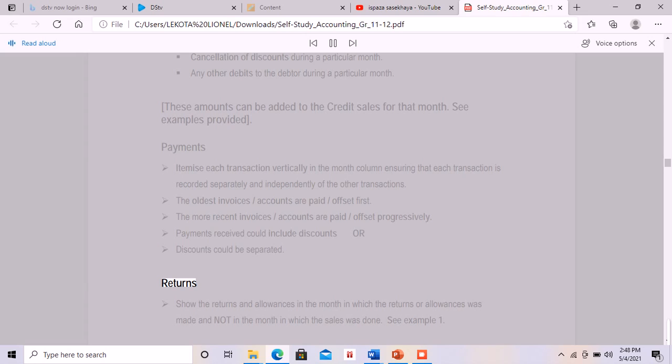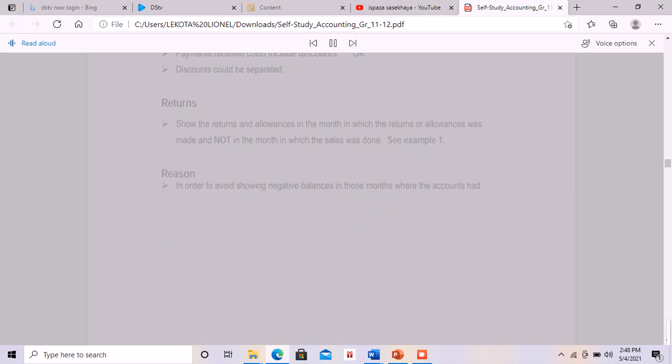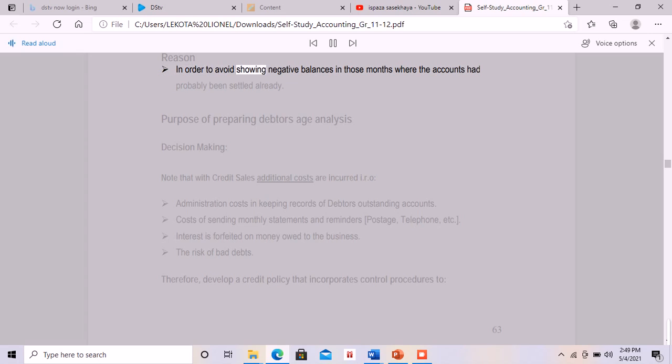Returns: show the returns and allowances in the month in which the returns, or allowances, were made, and not in the month in which the sales were done. See example 1. Reason: in order to avoid showing negative balances in those months where the accounts had probably been settled already.